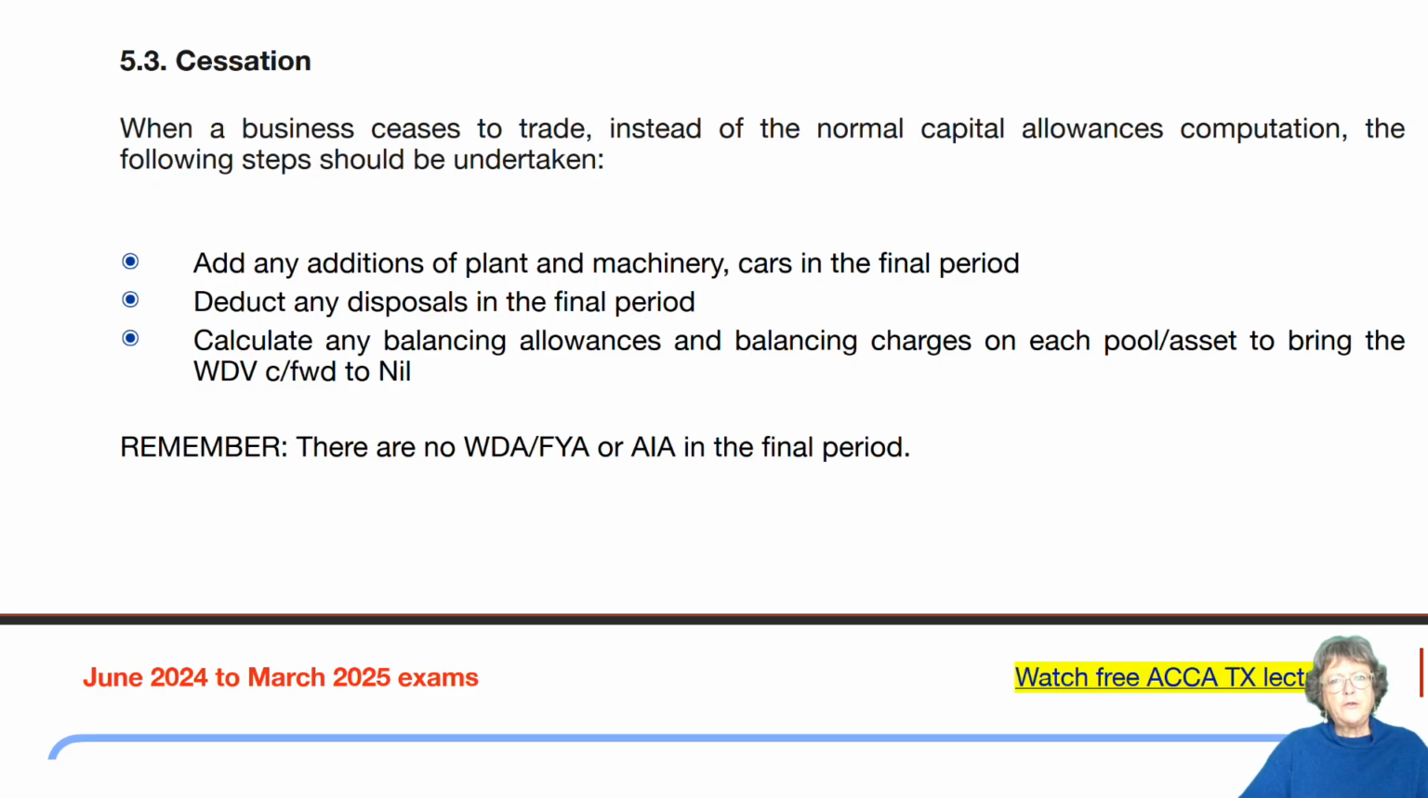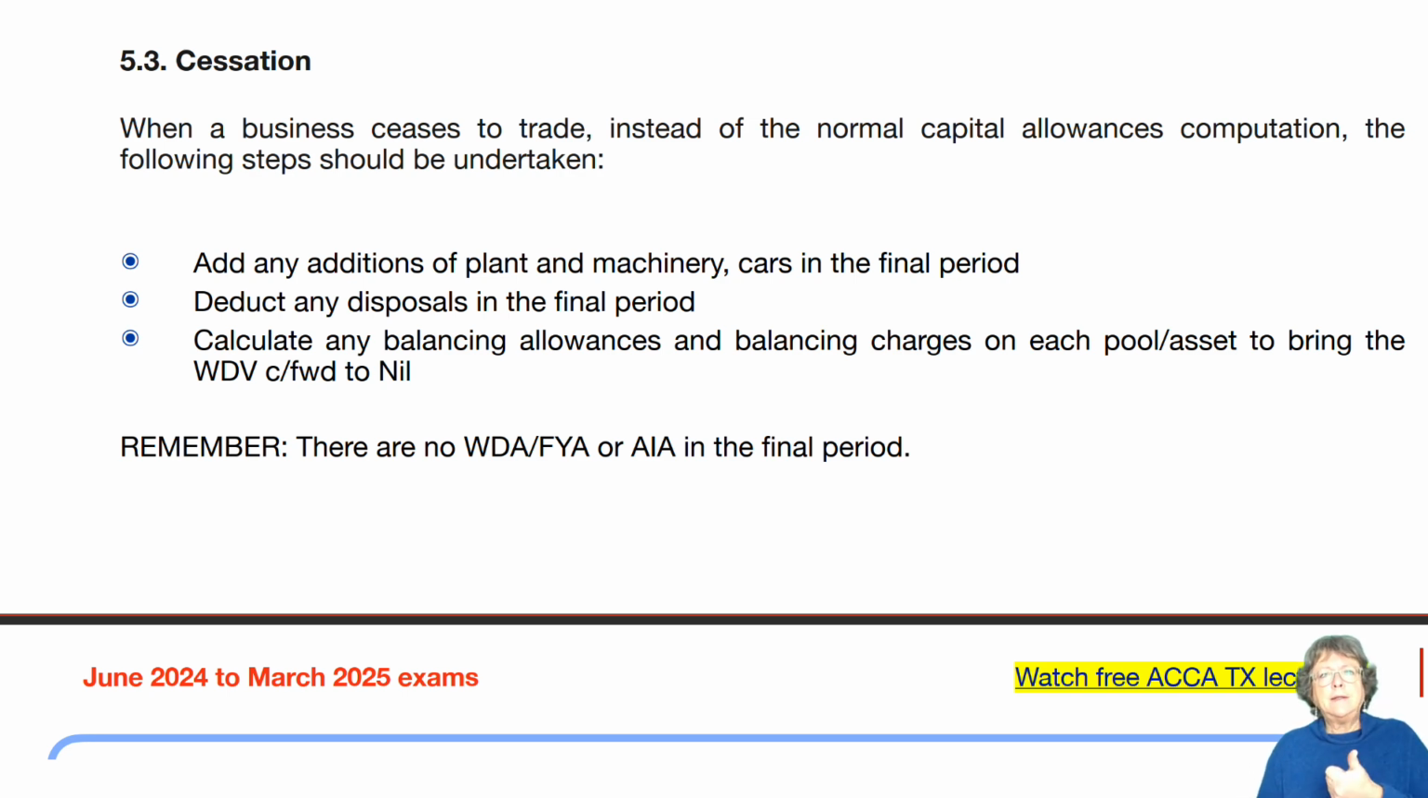Now, when a business ceases to trade, we don't get the normal capital allowances. You don't get writing down allowance, you don't get AIA, you don't get first year allowance, and you don't get the writing down allowance at 6%. You don't get any of it.